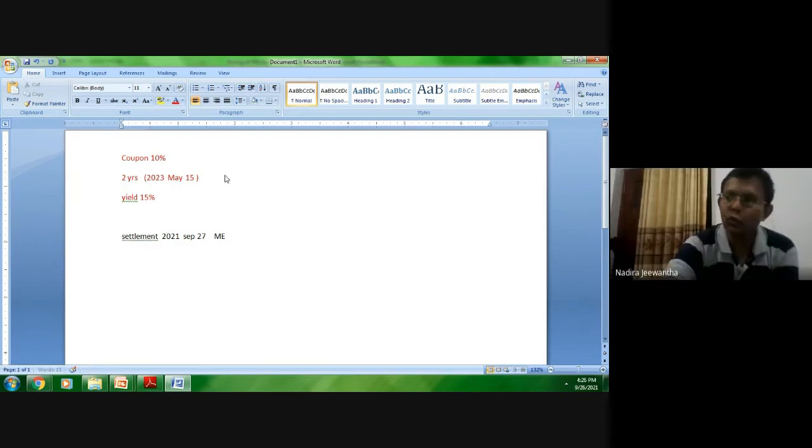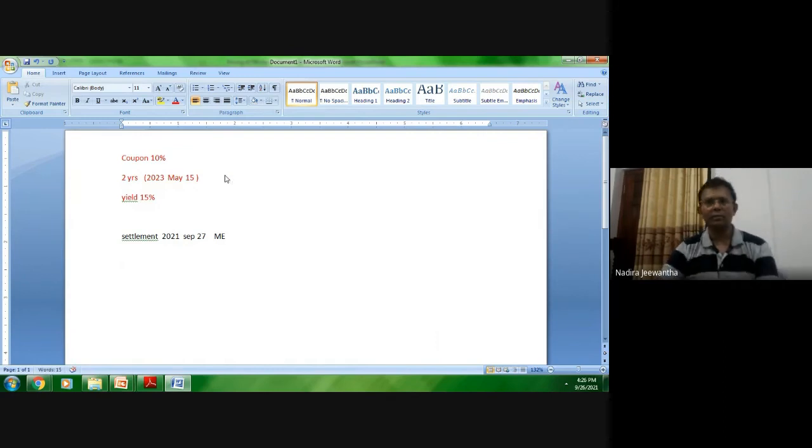Now, what are the two coupon dates? How do you find out? If you have not been given the maturity period, sometimes you might have been given an ISIN number. By looking at the ISIN number, you should be able to find out the maturity date. Now, here the maturity date is given. So, what are the two coupon dates?